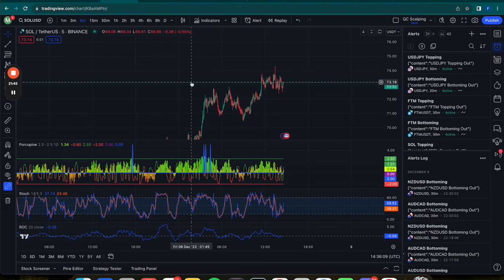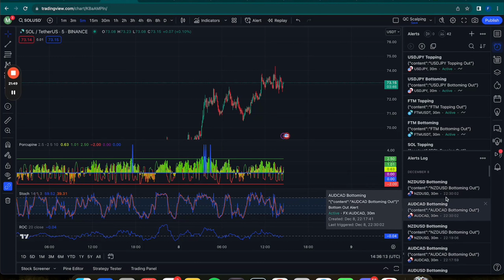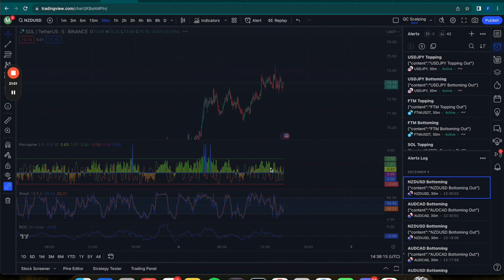Okay, where was I? Right, so whenever we get a signal, something's topping or bottoming, we can take a look. Like, for example, here, New Zealand USD. We'll just have it load, maybe.